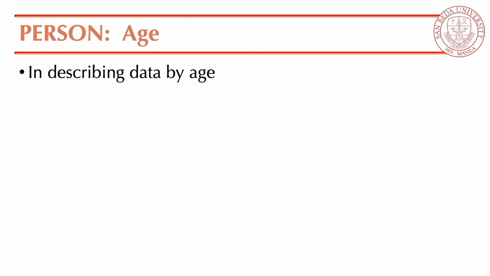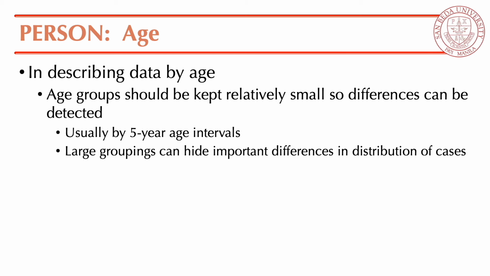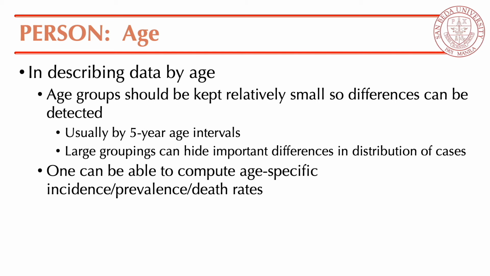Now, just a few more points with describing data by age. Now, one should keep age groups relatively small so that differences in health characteristics between these age groups can be distinguished better. Now, I'll give an example of that next. Now, 5-year intervals are recommended for this purpose because the larger the groupings are, the more homogeneous an age group is treated. And with that, there is a danger of hiding important differences in distribution of health characteristics or cases of disease. Now, additionally, by using the appropriate age groups, age-specific incidence rates, prevalence rates, or death rates can also be computed.